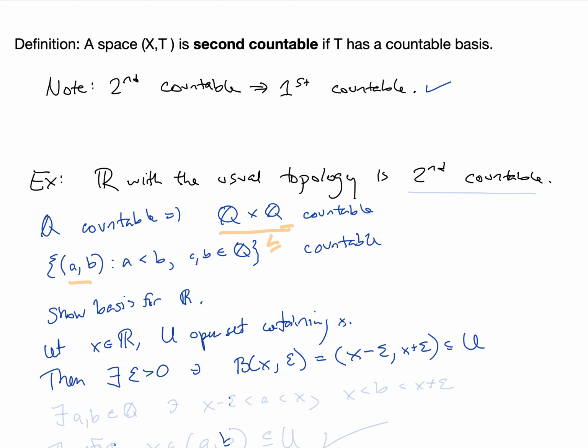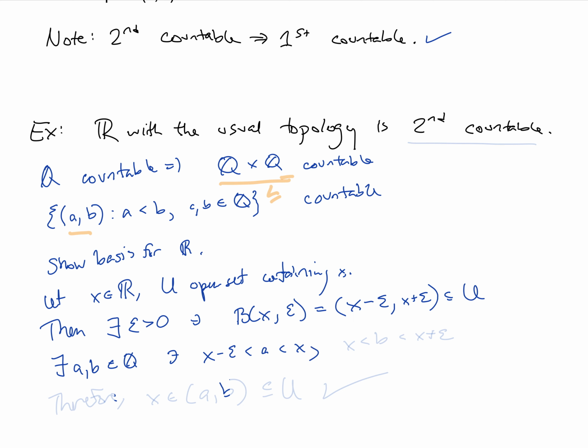And now we know that there exist a and b in the rational numbers such that x minus epsilon is less than a, which is less than x, and x is less than b, which is less than x plus epsilon, that between any two real numbers is a rational number. And so therefore, it's the case that x is an element of this basis element (a, b), which is a subset of U, and therefore, yes, the open intervals with rational coordinates are a basis for the real numbers with the usual topology, and it's a countable basis. So this is a second countable topological space.